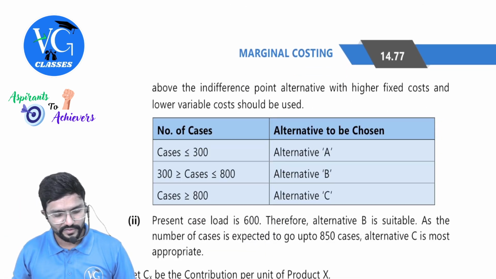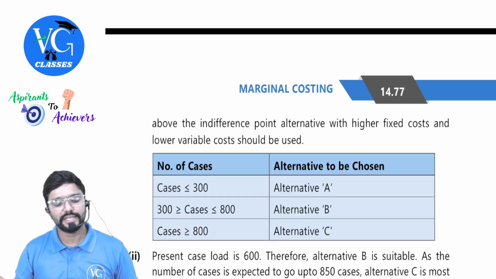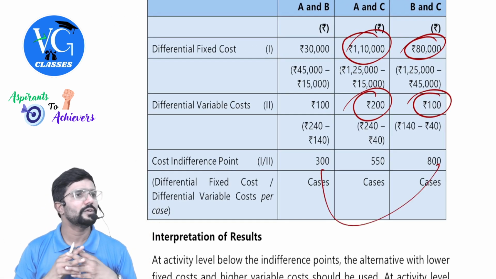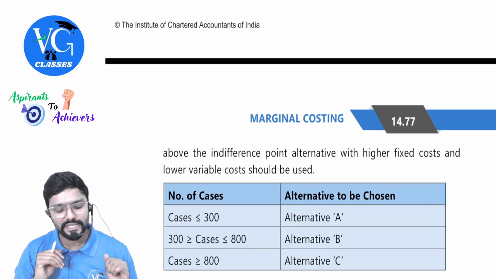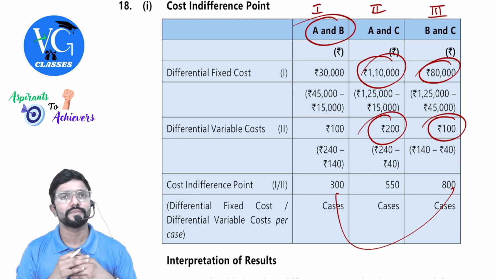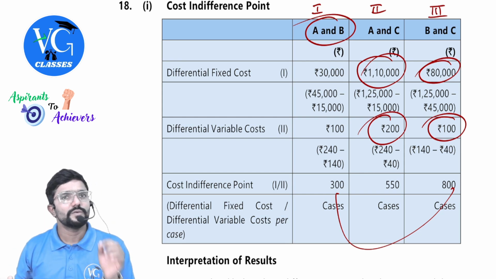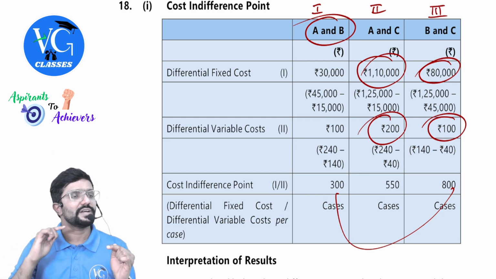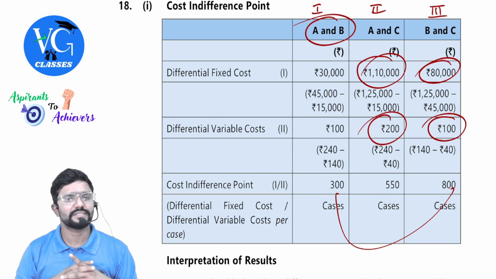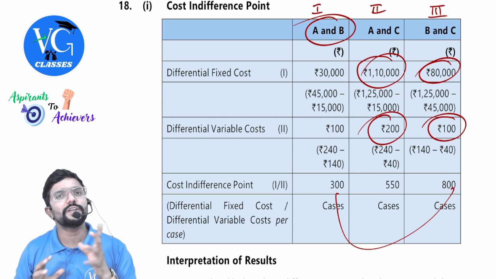Now the analysis, the interpretation of results. First, let me start with 300. Whatever we have got here, that only you can take as a base. 300 and 550, highest to lowest, upper level, lower level. Guys, if it is less than 300, let us choose between A and B. If it is less than 300, you will go with which one? The one having lower total fixed cost and higher variable cost. Among A and B, who is having lower fixed cost?